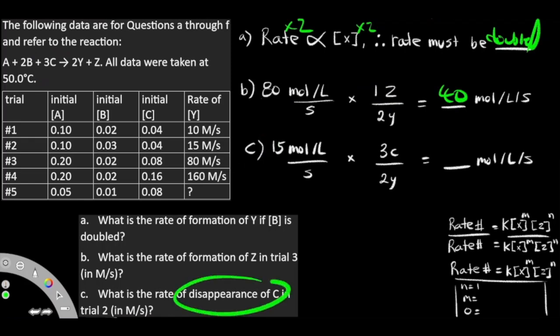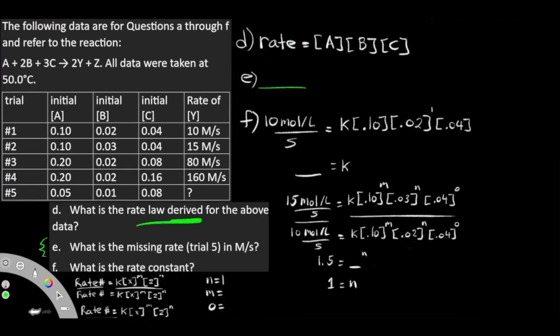Next, we're looking at C. What is the rate of disappearance of C in trial number 2? So we're in trial number 2 over here. Again, we're looking for C, right? We only have rate of Y though, so let's write it out this way, and again multiply it diagonally so that they can cancel out. The question is the disappearance of C, so we know that the ratio is going to be 3/2, because we have 3 C's for every 2 Y's. So you just multiply them times 1.5, you end up getting 22.5.